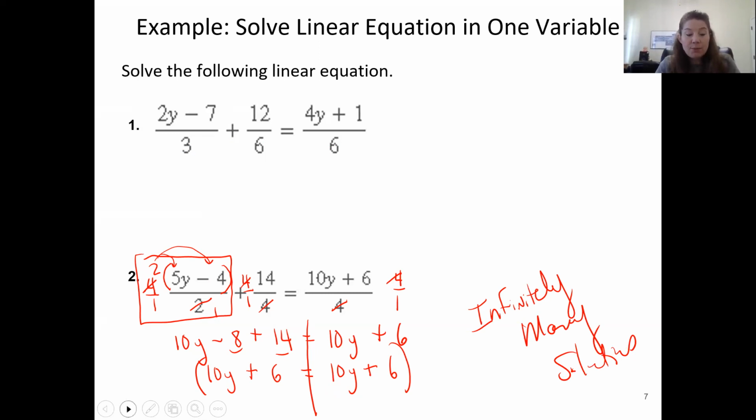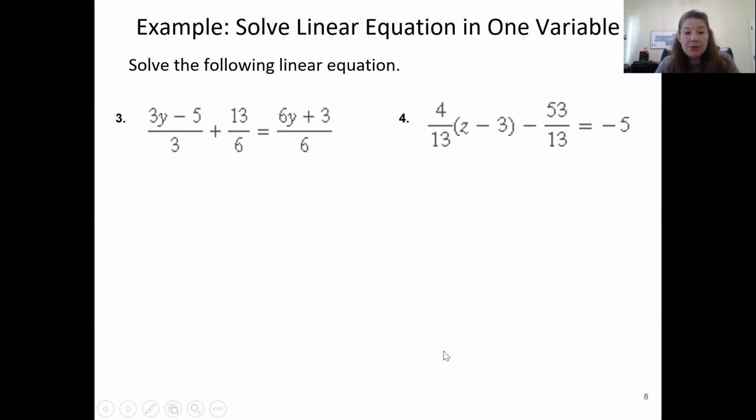All right, we got a few more to practice. Let's look at number 3. All right, what's our least common multiple of 6 and 3? 6 and 3, we're going to go with 6. So we multiply this by 6, this by 6, and this by 6. All right, so we can divide 6 and 3 both by 3. 3 divided by 3 is 1. 6 divided by 3 is 2. All right, next term, we're going to divide 6 and 6 by 6, and we get 1 and 1.